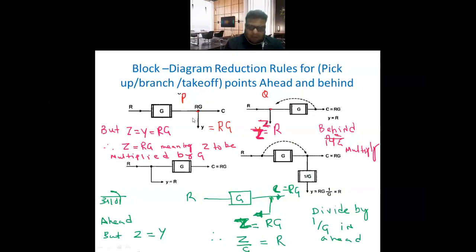मगर सपोज इस टेक ऑफ पॉइंट का नाम मैं Z दे दूं, जब मैं इस टेक ऑफ पॉइंट को पीछे रखूं, तो RG के बराबर होगा, मगर Z R के बराबर होगा. मगर Z हमको किसके बराबर चाहिए? Z हमको चाहिए Y के बराबर, और वो RG के बराबर होना चाहिए. तो ये तभी पॉसिबल है जब हम पीछे लेते वक्त टेक ऑफ पॉइंट को मल्टीप्लाई करेंगे बाई G. हमने देखा था समिंग पॉइंट को पीछे लेते वक्त हमको क्या करना पड़ता था? डिवाइड बाई G. समिंग पॉइंट को हम मल्टीप्लाई कर रहे हैं, जो मैंने आपको पिछली स्लाइड में बोला था आपको.